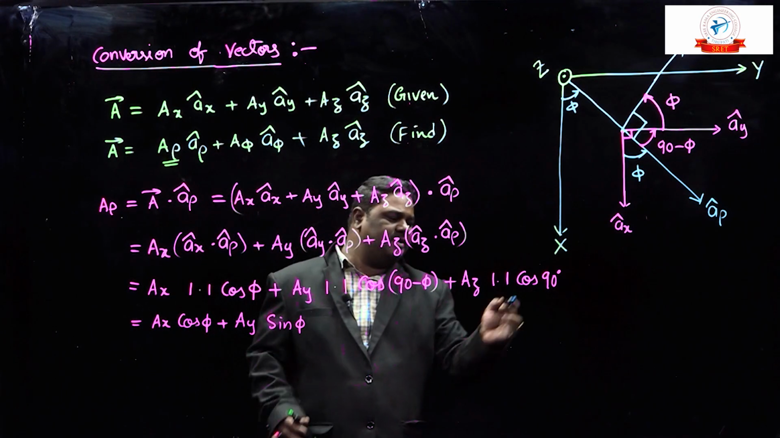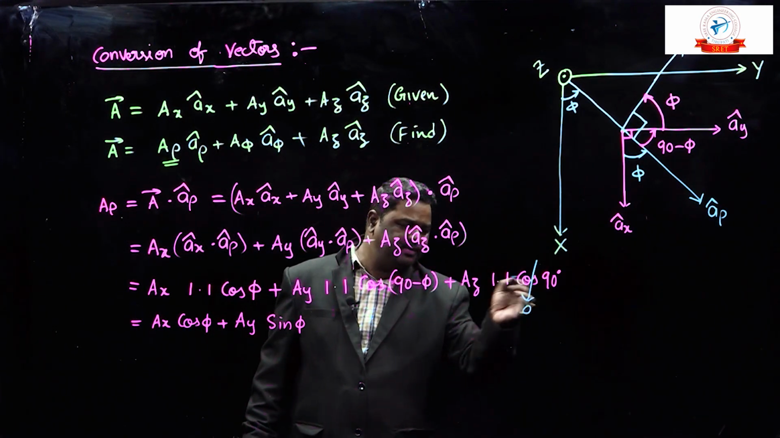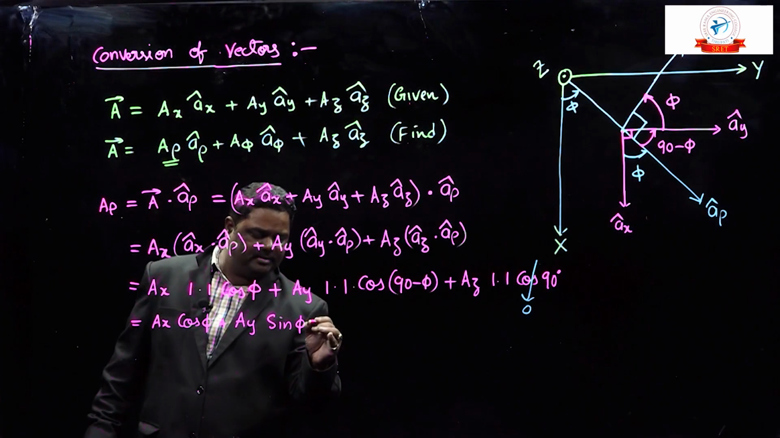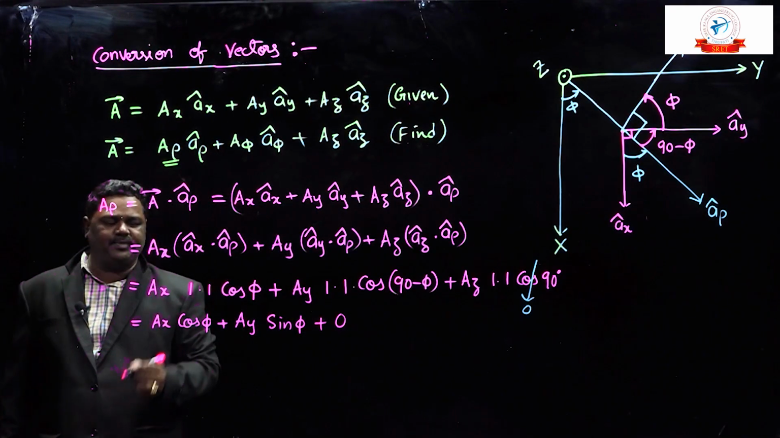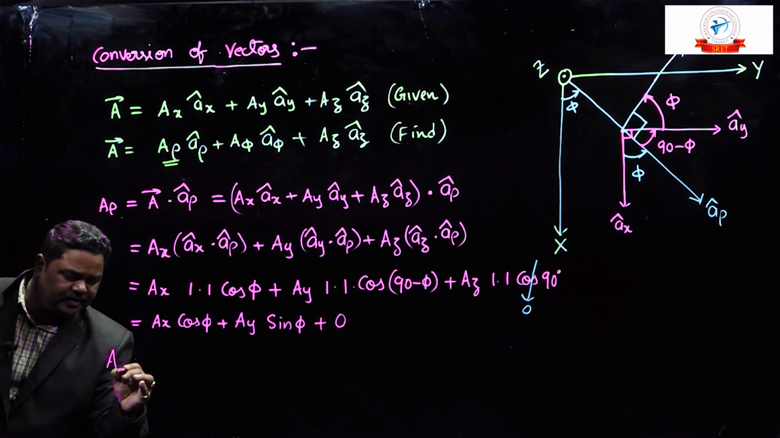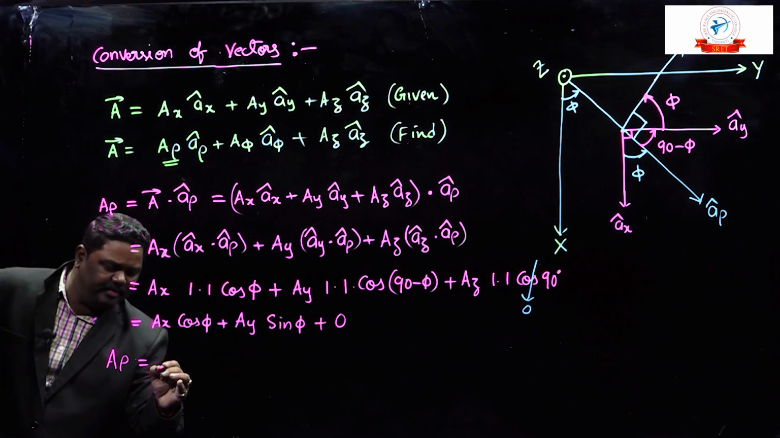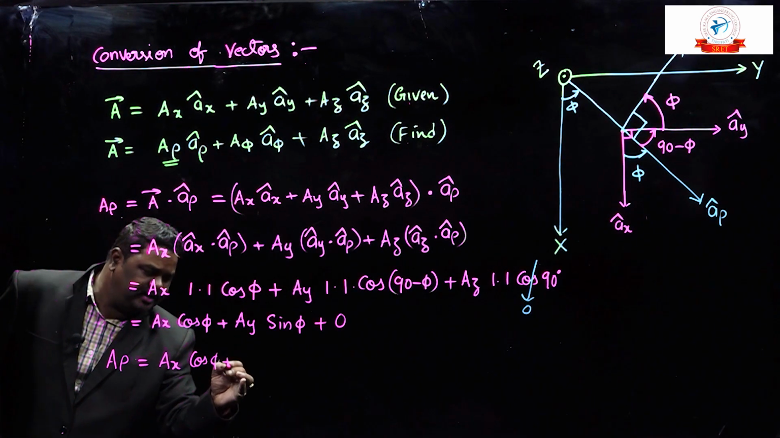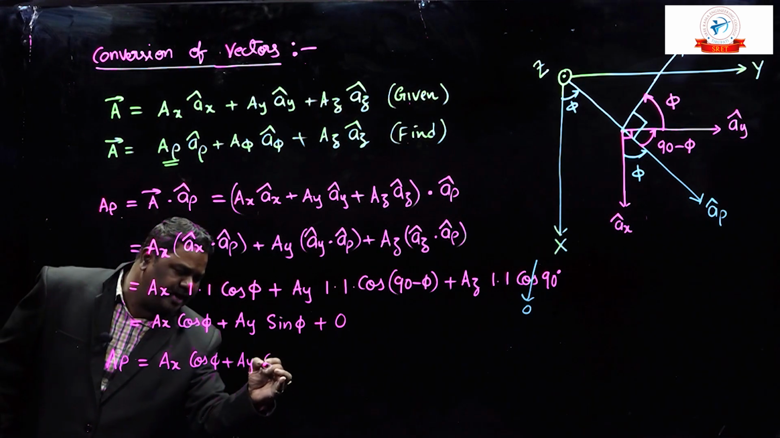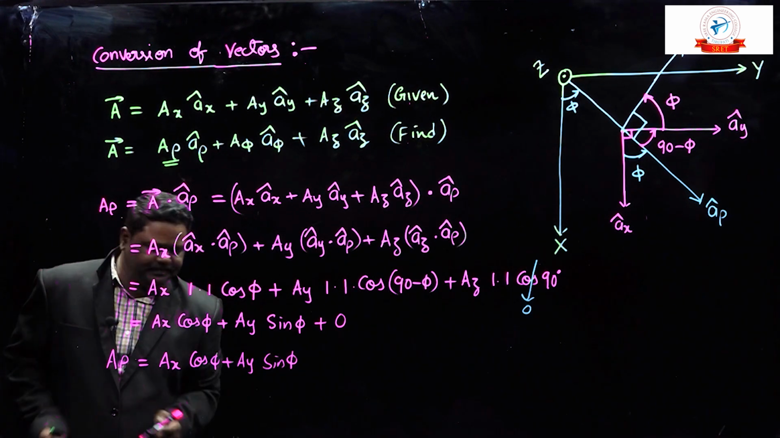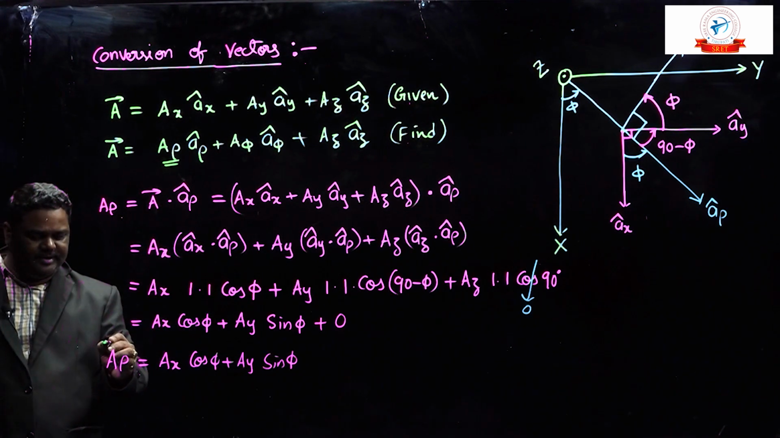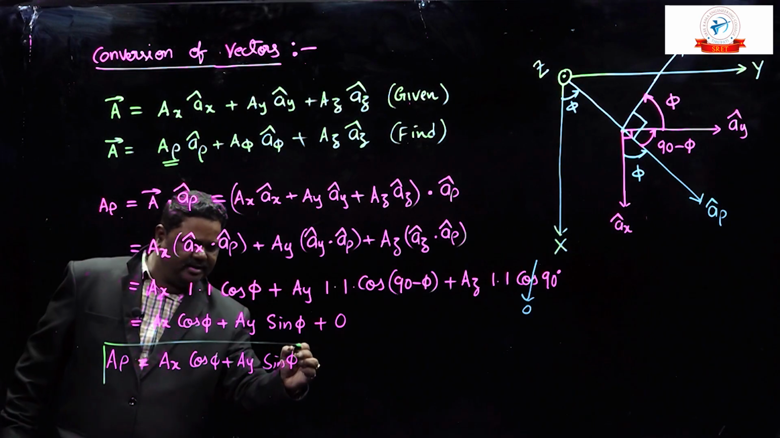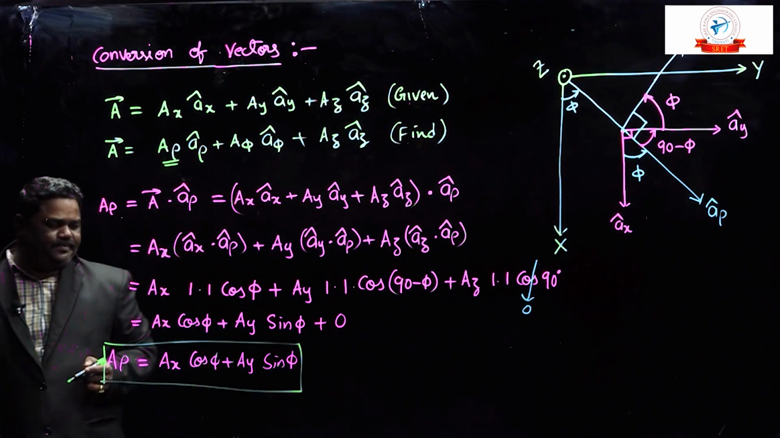And third term cos 90 is 0. So third term will be 0. Okay. So finally I conclude here, rho component will be x component of A into cos phi plus y component into sin phi. Okay. So this is the rho component we have calculated.